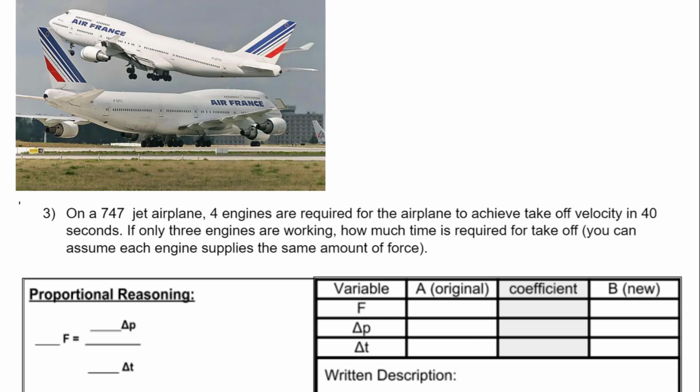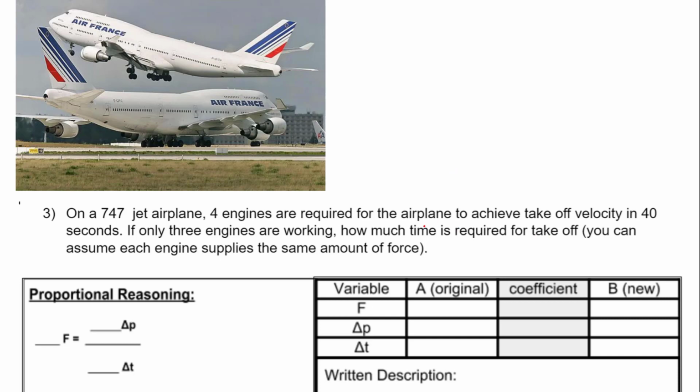On a 747 jet airplane, 4 engines are required for the airplane to achieve takeoff velocity in 40 seconds. If only 3 engines are working, how much time is required for takeoff? You can assume each engine supplies the same amount of force.